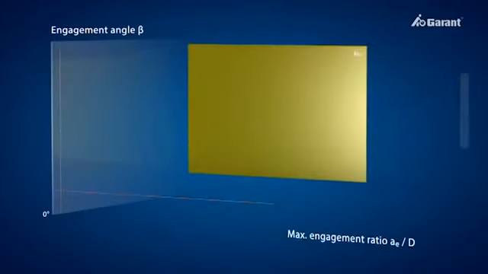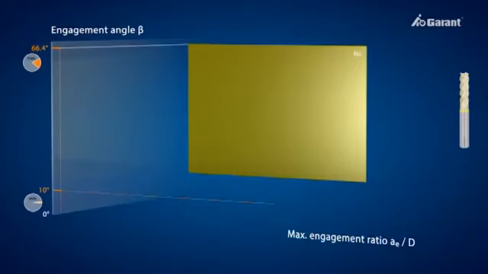Let's consider the optimum application ranges for the tools in relation to the engagement angle beta and the ratio AE to D for the respective material. For machining aluminium, the optimum engagement angle lies between 10 degrees and 66.4 degrees, corresponding to an engagement ratio AE to D of 0.008 to 0.3.